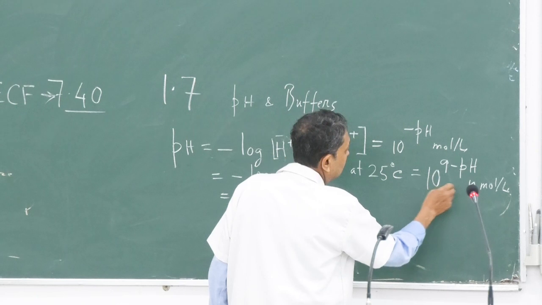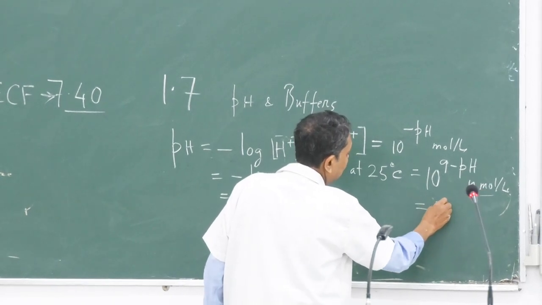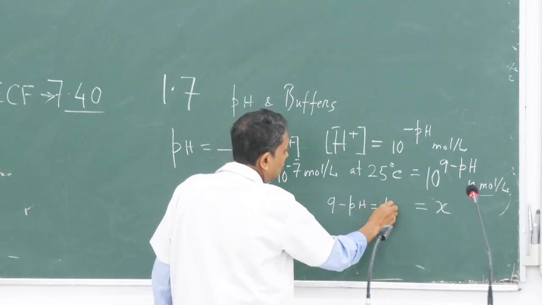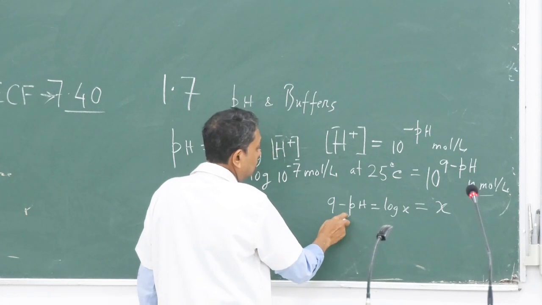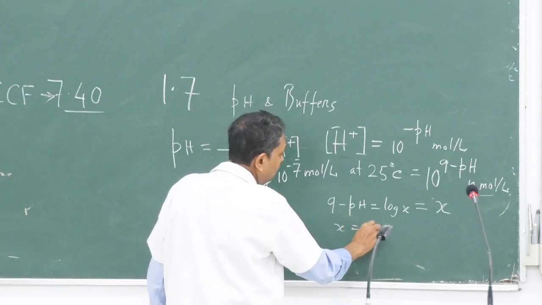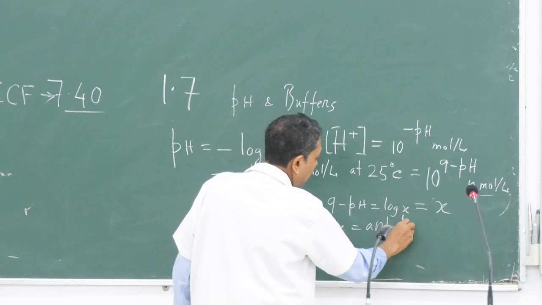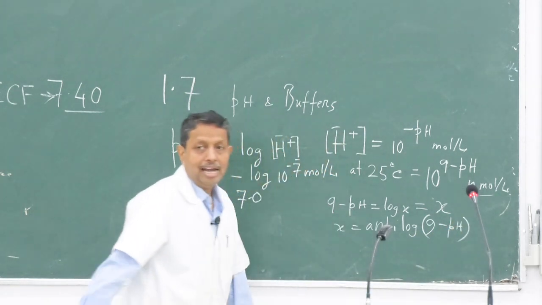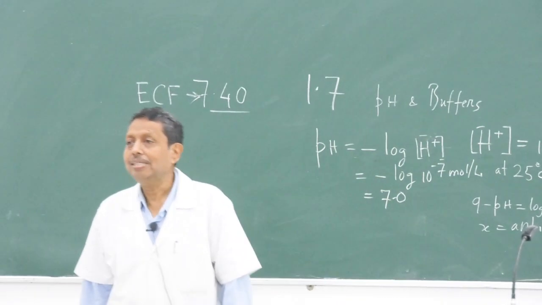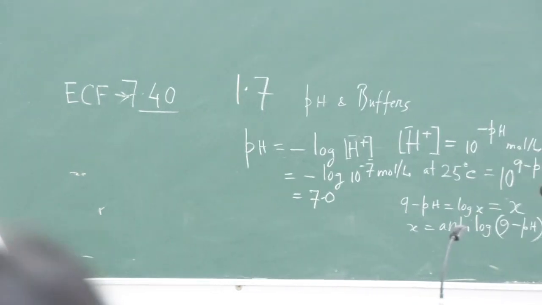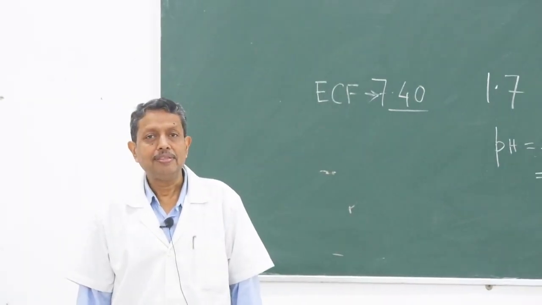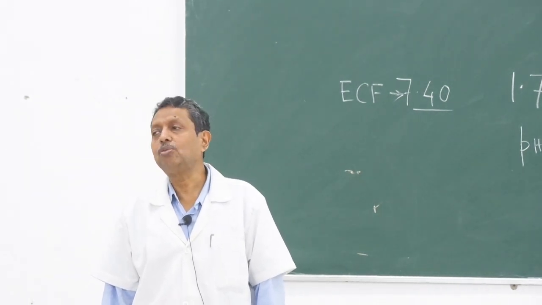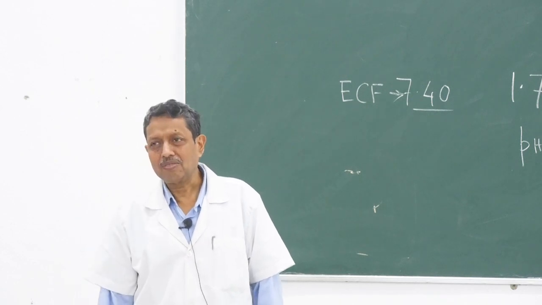If you take this value in nanomole per liter as x, then 9 minus pH is equal to log x, so x is equal to antilog of 9 minus pH. In this way nanomole concentration can be established, and it is expressed in medicine texts everywhere. It is my duty to utter these easy things.